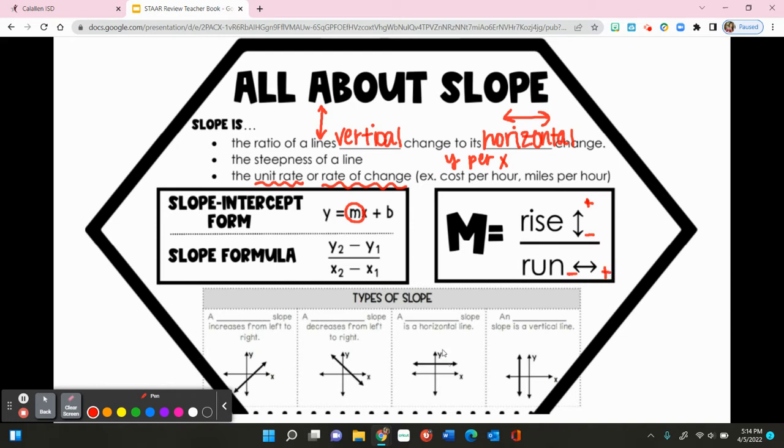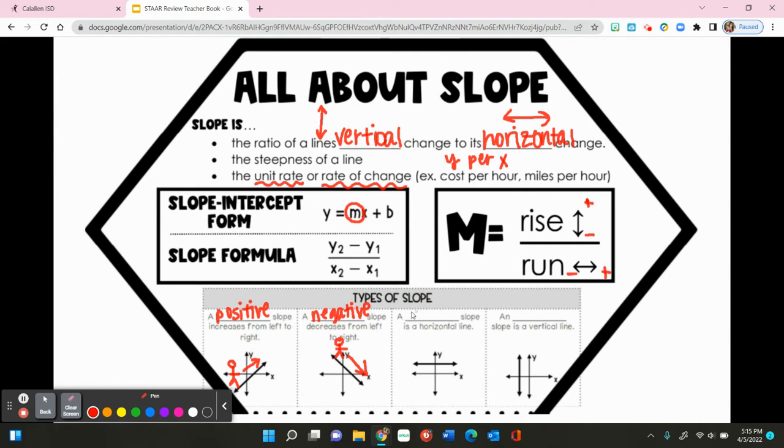Now we have 4 types of slope. We have positive, negative, undefined, and zero. So here, a positive slope increases from left to right. So if you were to draw your stick figure on your graph, you would see that it has to go up your graph to continue following it. A negative slope decreases from left to right. So if you draw your stick figure to move along your graph, it would have to go down.